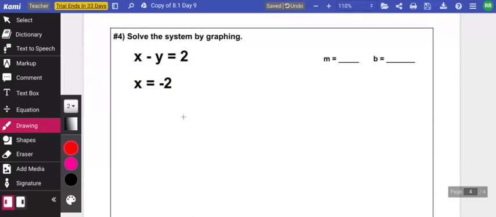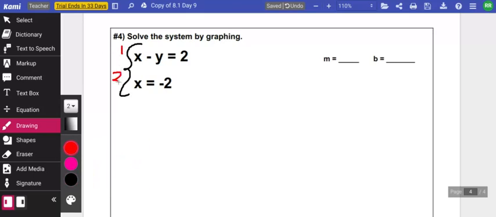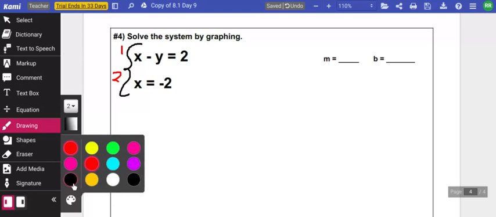Okay, last one here, number 4. Number 4, I have, again, a system that consists of 2 equations. I have equation 1 and equation 2. Looking at equation 1, is it in slope-intercept form? You should say no, right? So I need to get it in slope-intercept form.